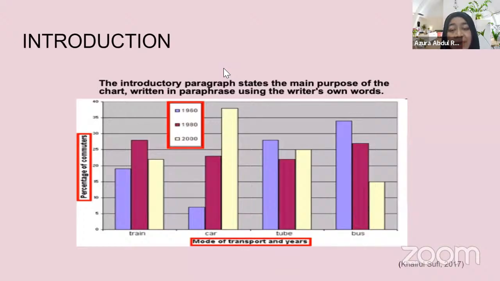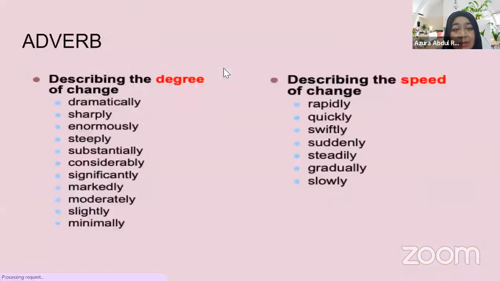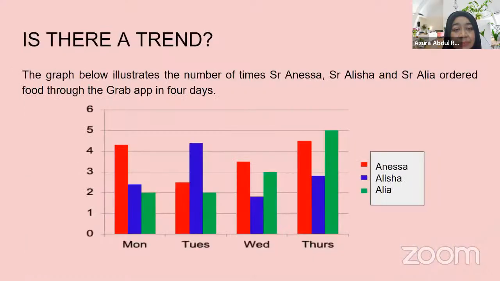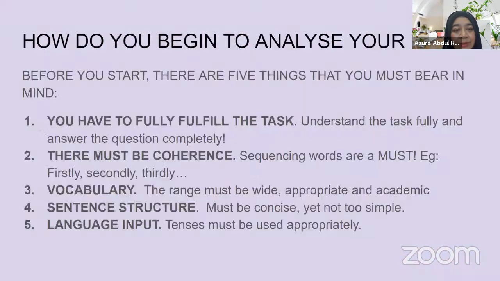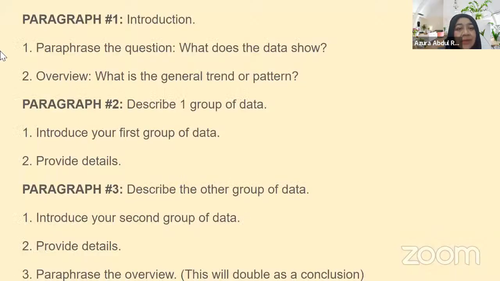Okay, and remember the first part of the slides just now. Paragraph 1, introduction. Paragraph 2, describing one group of data. Paragraph 3, describing another group of data. And then you're going to put the conclusion inside paragraph 3. The conclusion will only be one sentence where you're writing out the overview, but using different words. Faham, Najwa? Yes, I understand it now. Okay, all right, good.